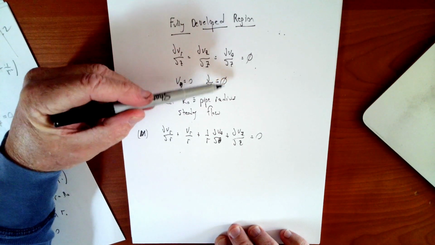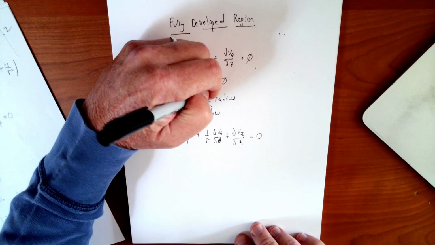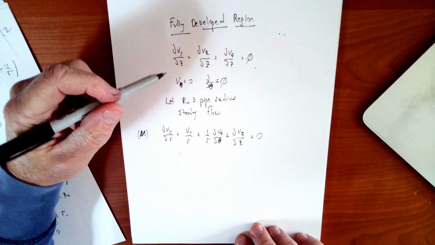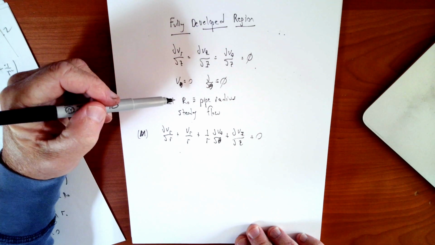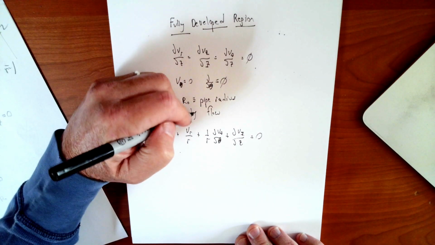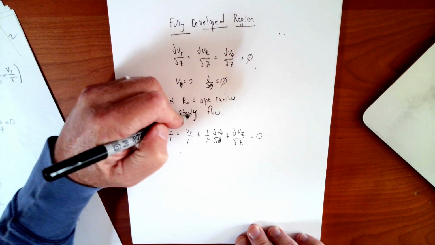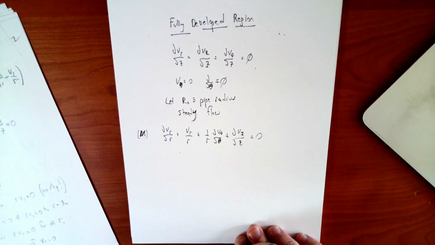And there are going to be no gradients in the theta direction, because there's no reason to think that anything will be changing as you circle the pipe. We're going to define the radius of the pipe to be big R0, just for convenience. And of course, the flow in the fully developed region is steady flow, so that is no time dependence, no time derivatives.